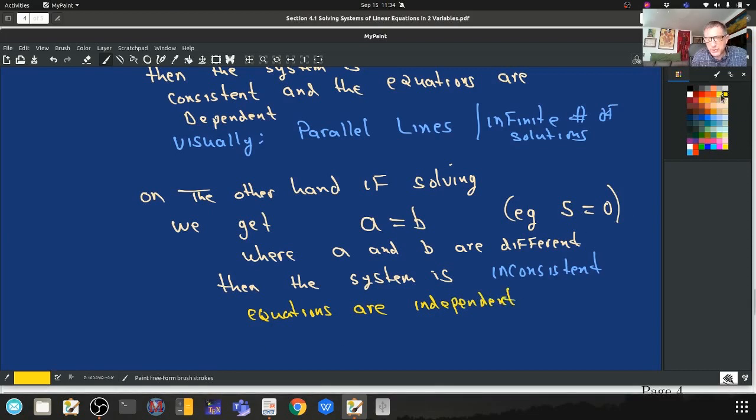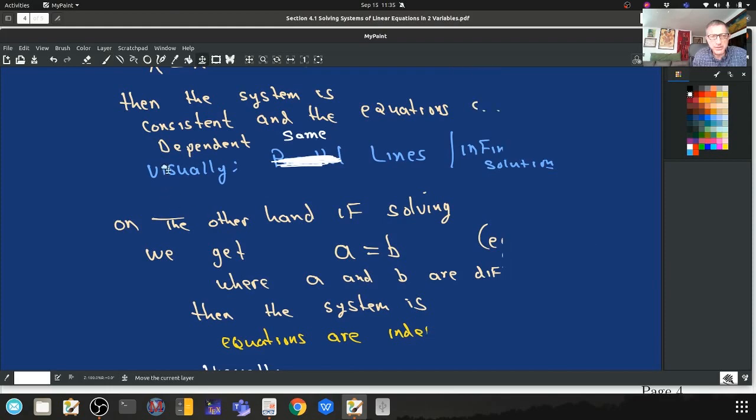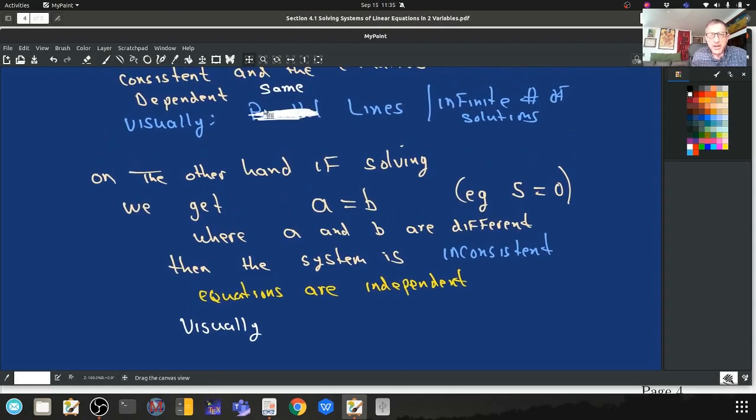And graphically or visually, they're the same line. They're still parallel. They're the same line up here. Visually, two lines are parallel. A line is parallel to itself. So technically, it was correct, but visually, it's just the same line.